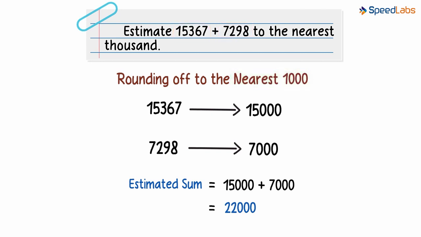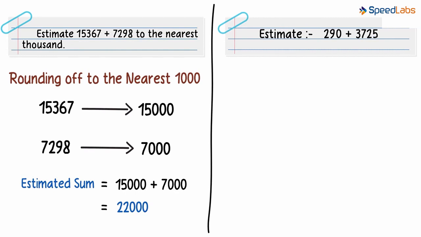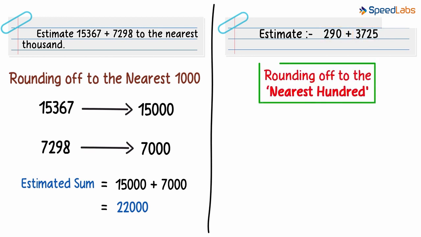Should we try one more? Here's your second question. Did you notice any difference in this case? Here we need to estimate the sum of a 4-digit number and a 3-digit number. And how do we solve that? It's very simple. We will round off both the numbers to the nearest 100.